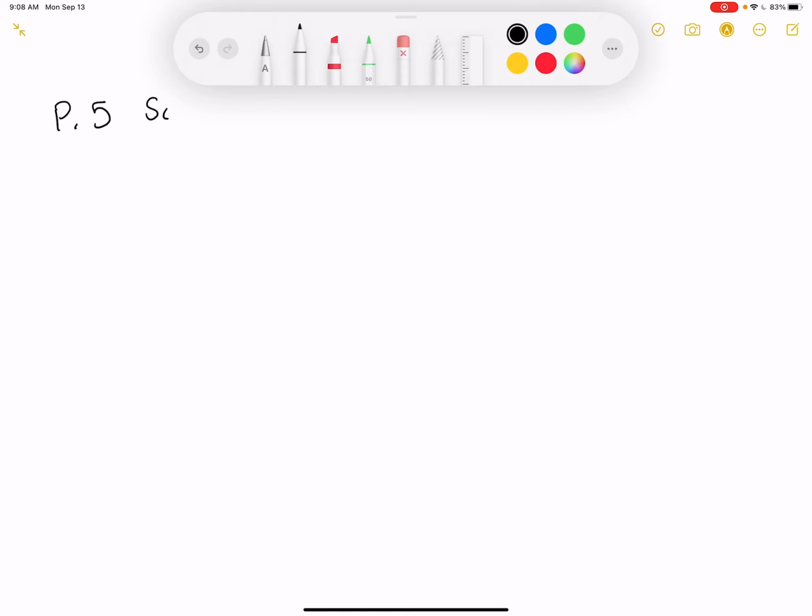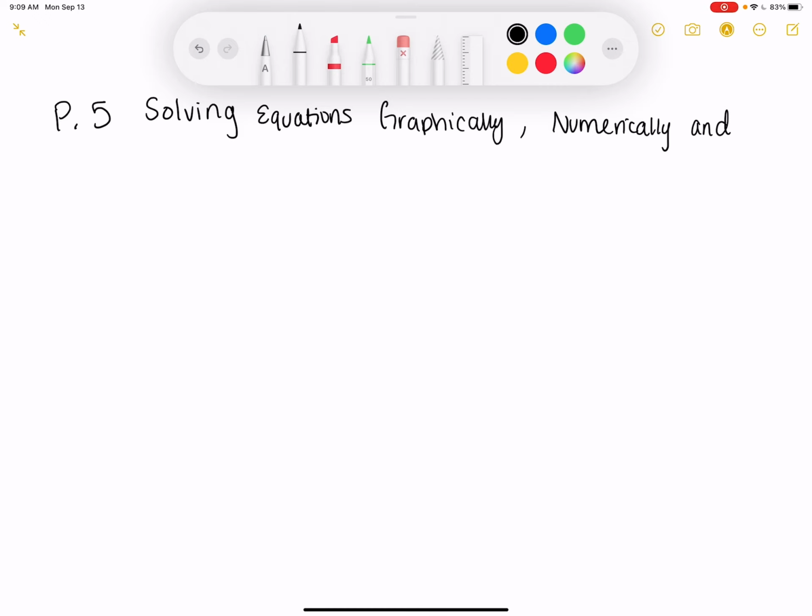Solving equations. Graphically, numerically, and algebraically. That's a long title.